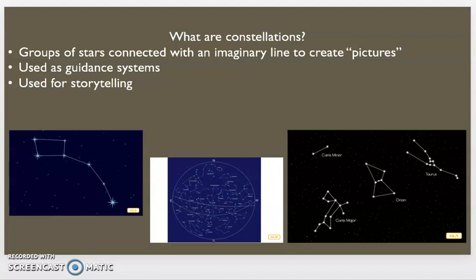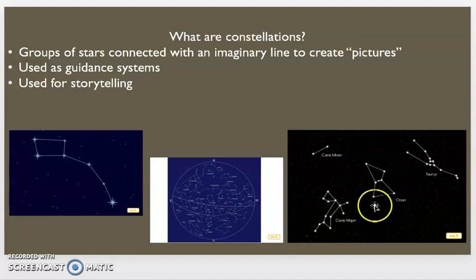They also used them for storytelling. We've talked a lot about ancient people and how storytelling was a huge part of their life. So constellations was another way for them to storytell, and it was another way for them to try to understand the universe and what was happening in it. The constellations in the bottom right-hand corner told a story. This is one of the stories that we talked about in this unit.